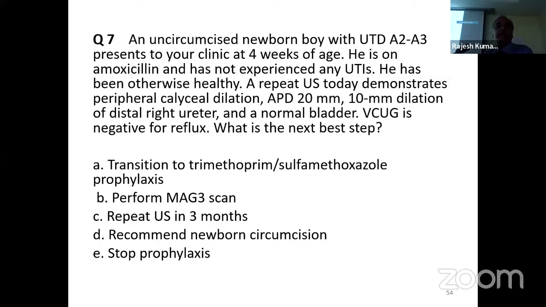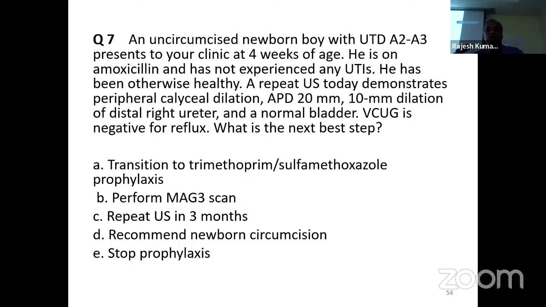The last question is, an uncircumcised newborn boy with UTD A2, A3, that is a prenatal high-risk group, presents to your clinic at 4 weeks of age. He is on amoxicillin and has not experienced any UTIs. He has been otherwise healthy. A repeat ultrasound today demonstrates peripheral calyceal dilatation, APD 20 millimeters, 10 millimeter dilatation of the distal right ureter and a normal bladder. VCUG is negative for reflux. What is the next best step?